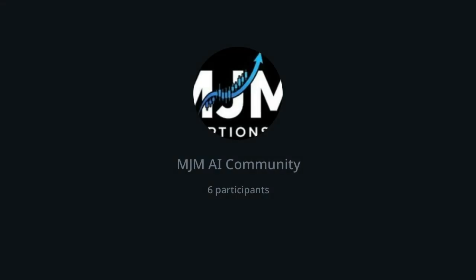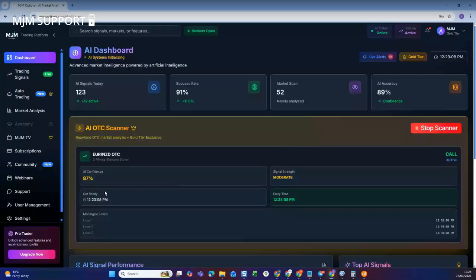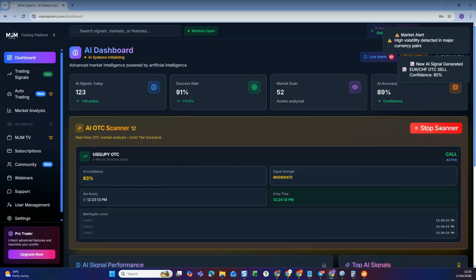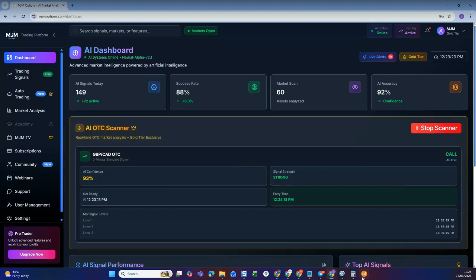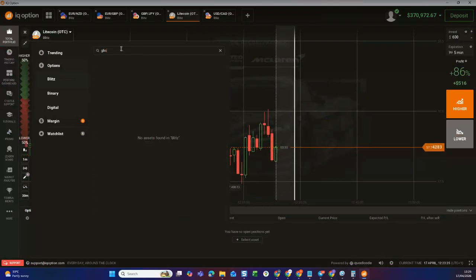So we go again with a confidence of 90 to 99%, 74, 87, much better now. I can feel it much better now. 80, 89, 83, 93. So 93, GBP CAD, 93 and strong. So GBP CAD is what we're going for now. GBP CAD.